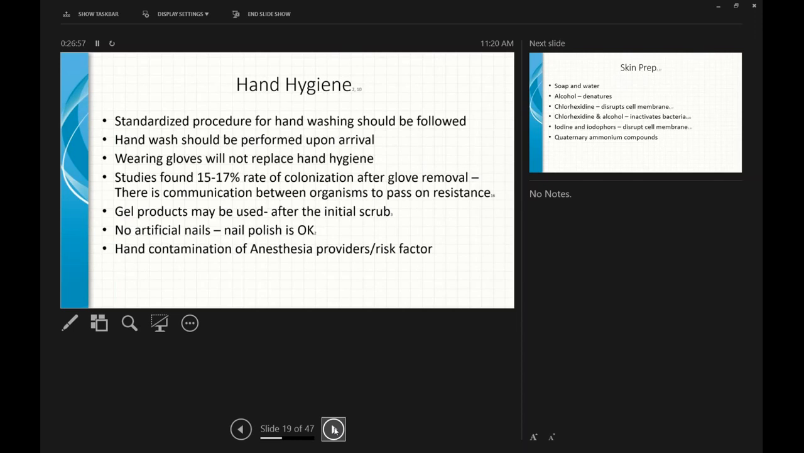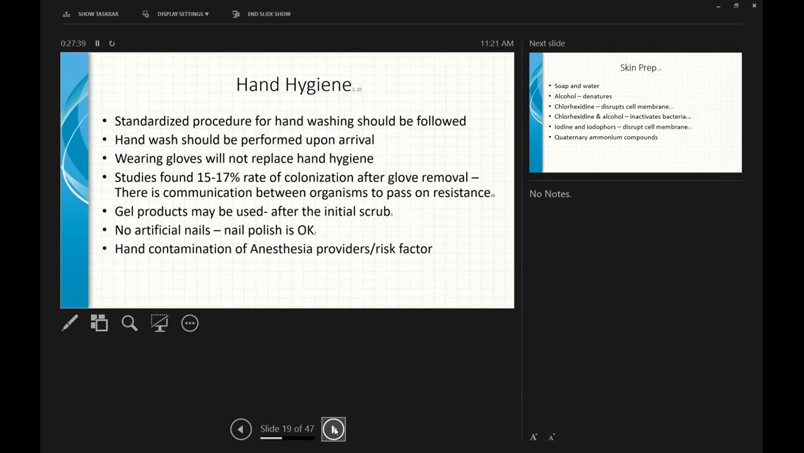Hand hygiene. This is another big one, and it's in AORN's guidelines. A standardized procedure for hand washing should be followed. Hand wash should be performed upon arrival. And I know I've worked in a facility in Idaho where everybody, including the support staff, did that 10-minute scrub and cleaned their fingernails every morning. Wearing gloves will not replace hand hygiene. It's a myth that it does.